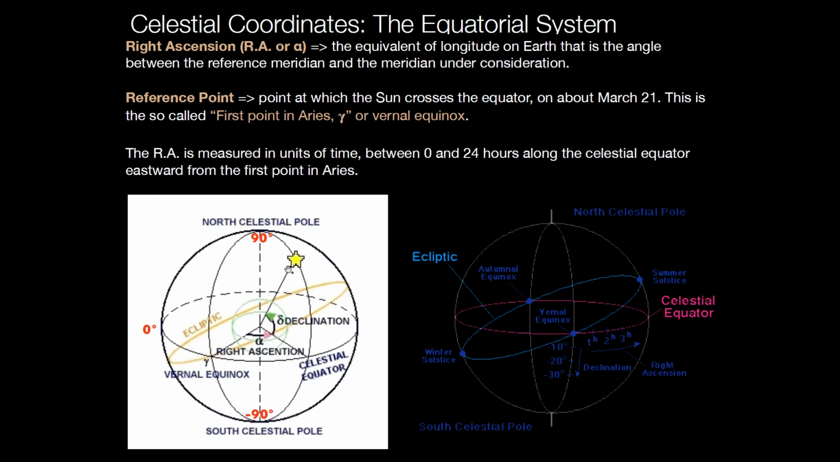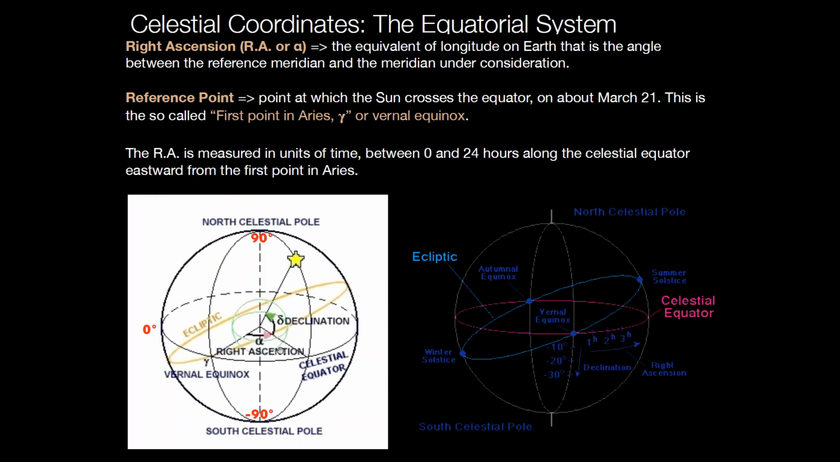Now, to make it even more complicated, right ascension is normally not measured in degrees. Because the Earth is rotating once every 24 hours, you can measure right ascension as though the angle was defined in time, between 0 and 24 hours. So 90 degrees would correspond to 6 hours, 180 degrees to 12 hours, and so on. So although it's not time, it's angle.